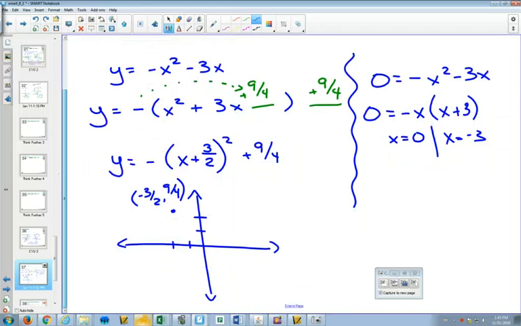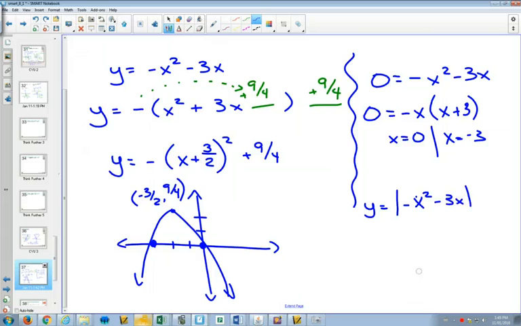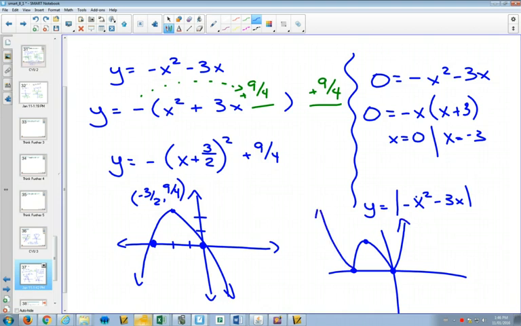So we go back to our graph now. I now know there's an x-intercept here at 0 and an x-intercept here at negative 3. And this original graph looks like this. What is our absolute value graph going to look like? Can you see that this part is going to stay the same? And these parts on the outside are going to get flipped up.